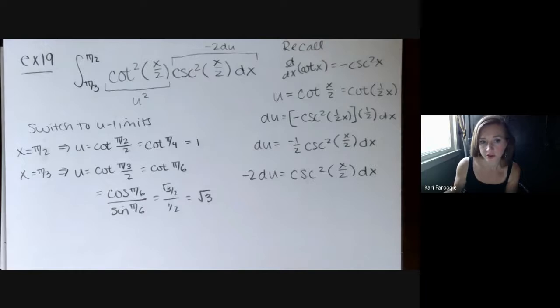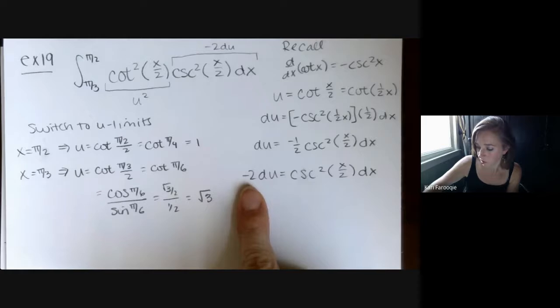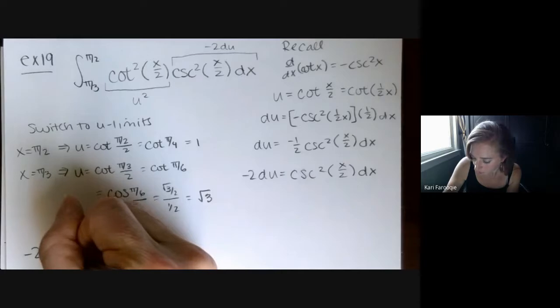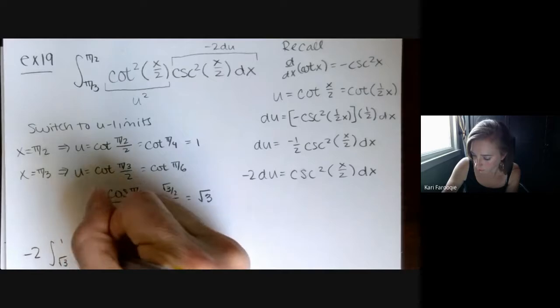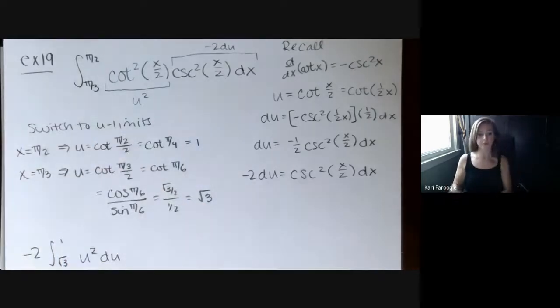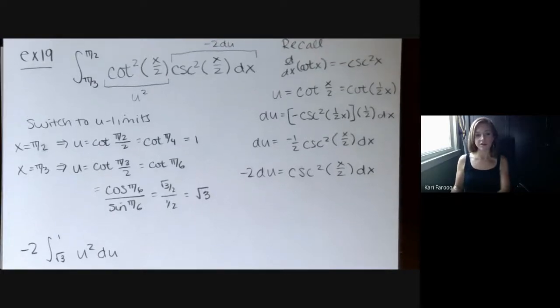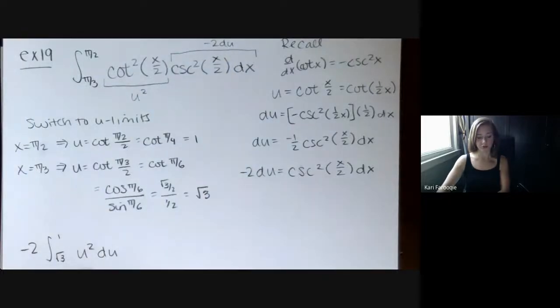Okay, so let's rewrite this integral as, remember we're using negative 2 du, so we'll go negative 2 times the integral from the square root of 3 to 1 of u squared du. And you look at this and you're just like, what the heck? How did I have something so crazy and it turned into this, which it's really not that crazy. That's the beauty of integration by substitution.